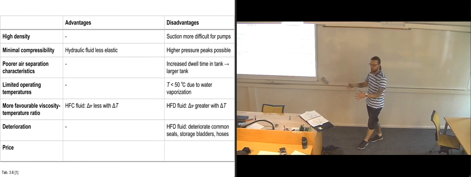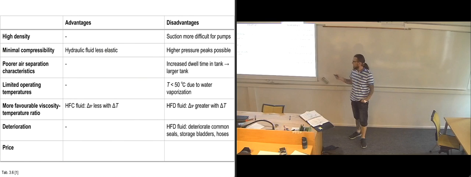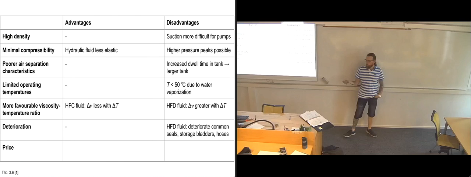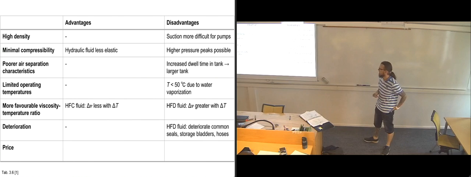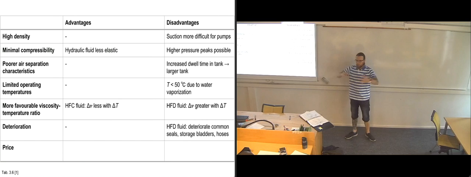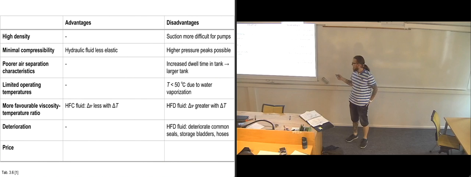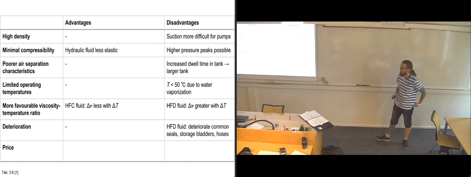So when you're using HFD fluids, you will have to pay extra attention to what kinds of equipment and components you're using. Common seals are often made of some sort of rubber or vinyl, so you might have to go for other types of seals. For the storage bladders, you might have to use something other than a bladder. You might have to use instead some piston type solution instead of a bladder which can expand by itself like a balloon. You have to use a mechanical contraption like a piston to allow it to expand. And instead of hoses, you can of course use pipes. So that's a possibility, but it's a disadvantage because you suddenly have to take extra care when you're designing a system.